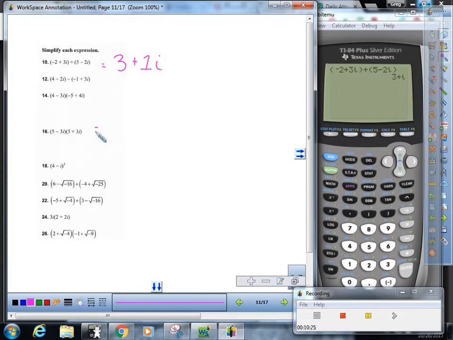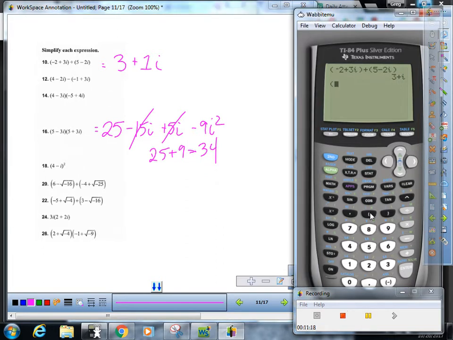Because when you FOIL this thing, you get 25 minus 15i. Let's see. Oh, actually, that one's not as bad. Plus 15i minus 9i squared. Those cancel. i squared is a negative 1. You end up getting 25 plus 9 is 34. So you could do that one in your head, but there's no reason to. I don't think. Let's just get good at using our calculator.